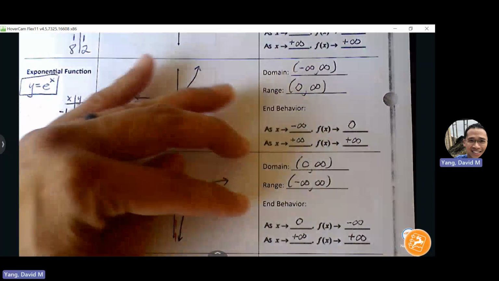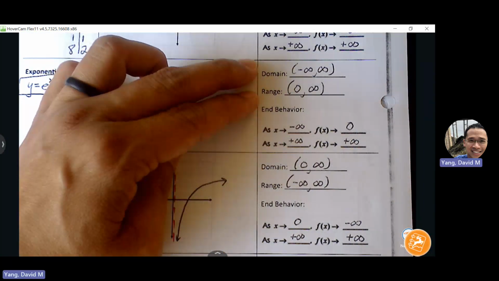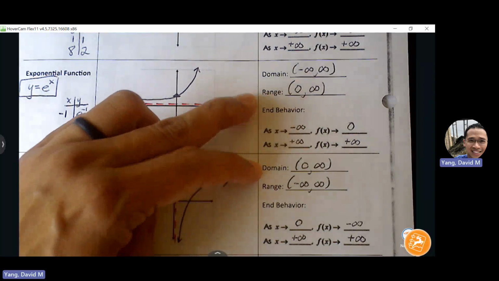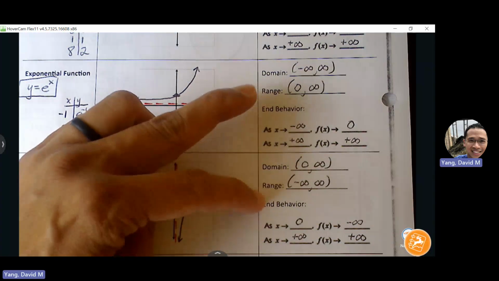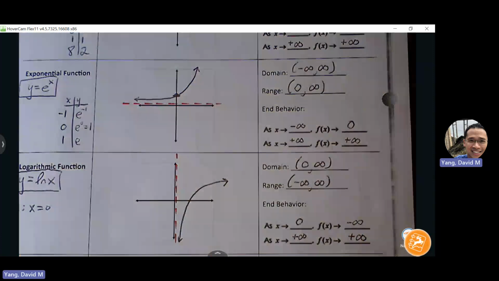And then you can also see a nice relationship here. Your domain and range are going to be flip-flopped on the natural log graph, right? So the domain is the range of the exponential. The range of the log is the domain of the exponential.